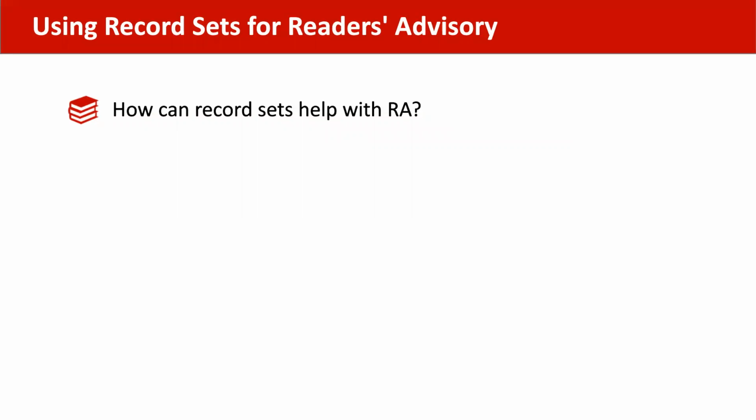So how can record sets help with reader's advisory? The key thing here is that record sets are essentially staff curated lists, which means you can use them as subject or genre guides. When you're doing reader's advisory, you want to make sure that you have some solid titles to recommend, even if it's not an area that you're particularly familiar with or read widely in.